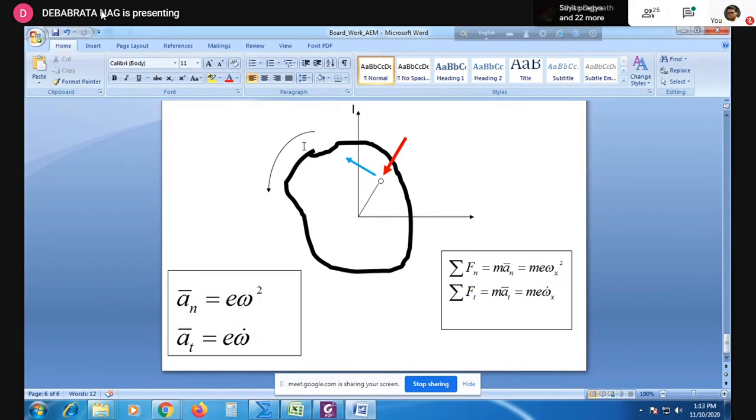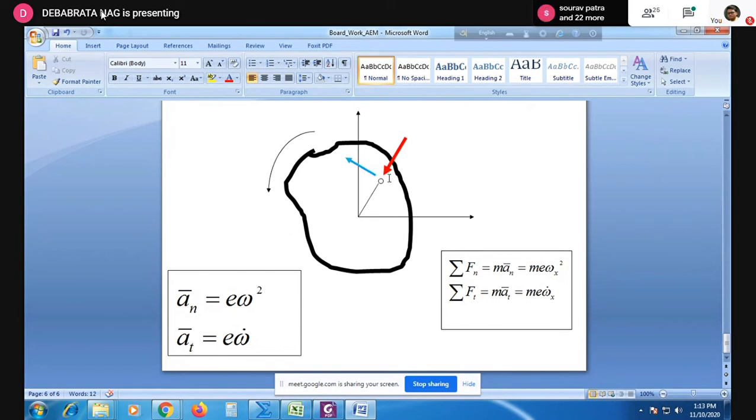Theta dot is equal to omega, theta double dot is equal to omega dot. Theta dot is equal to omega x, and theta double dot is equal to omega dot x. So this angle I am calling theta, right? It is with respect to this axis. So I say summation fy will be equal to minus summation fn cos theta minus summation ft sin theta.